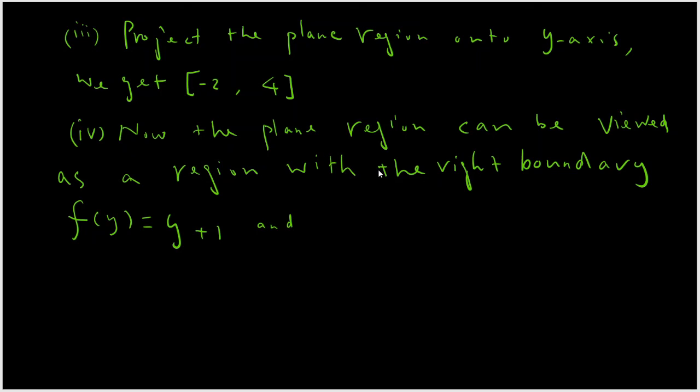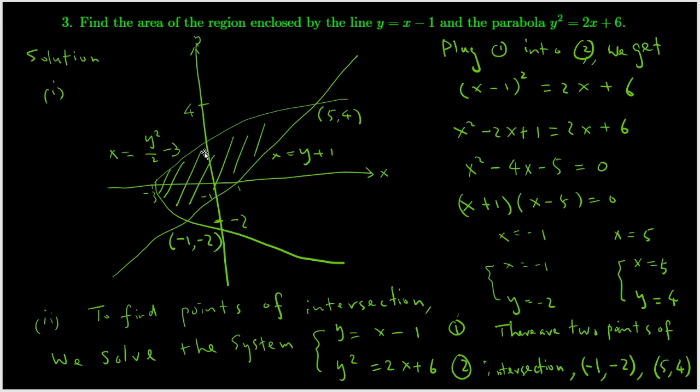And the left boundary, again, the left boundary should be a function of y if we treat the region as a region with left and right boundaries. In the formula, the notation for the left boundary is g of y. For the left boundary, you write x as a function of y. This is a function of y, half of y squared minus 3. So g of y is half of y squared minus 3.